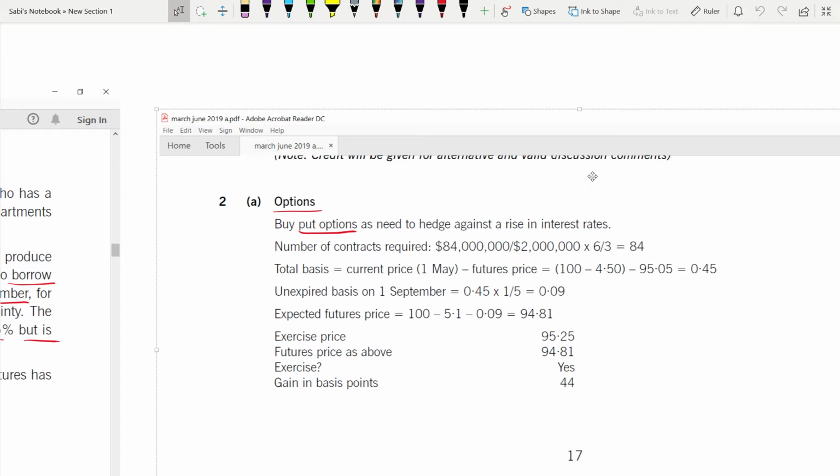So buy put option as need to hedge against a rise in interest rate, or I would write borrowing. Borrowings, that's why it's put. Next, so this is number one. I'm putting number one because I'm putting the steps. So 1 mark you are getting for that.